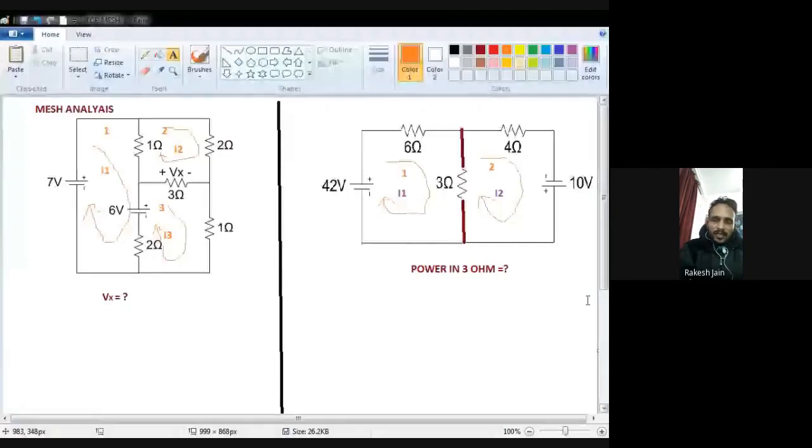Then there is nothing at the bottom side. Then I will come to the 42 volt source. Which polarity of that voltage source comes in front of me first? Negative sign. So I write the battery with negative, minus 42. Okay, so I think you understand what I want to say.